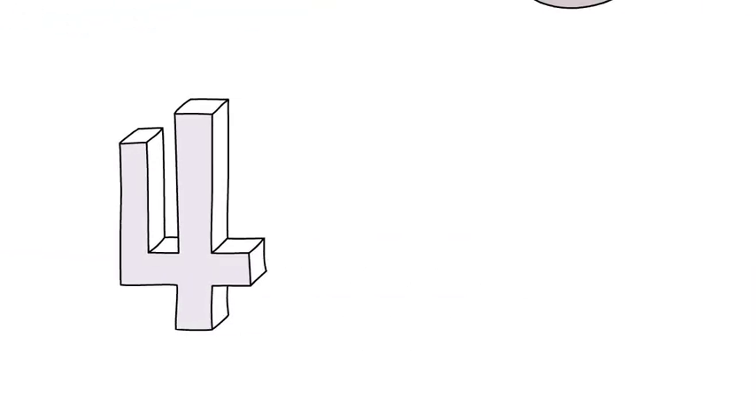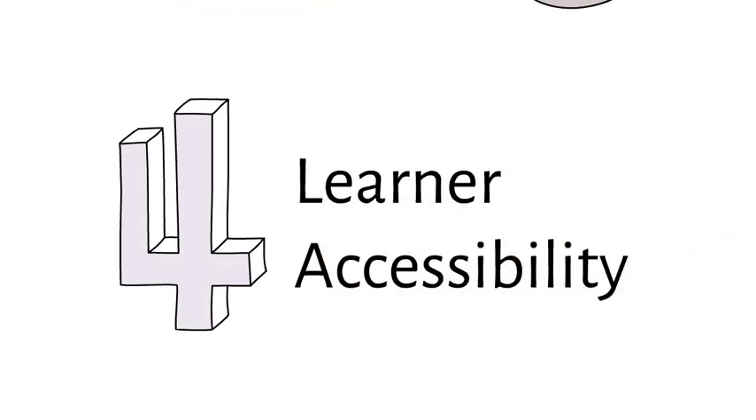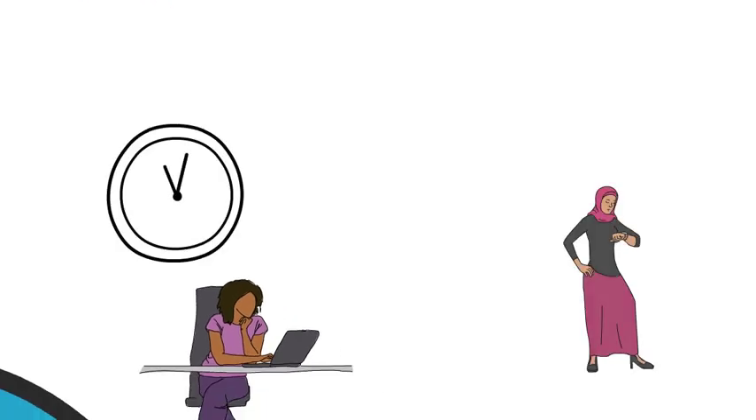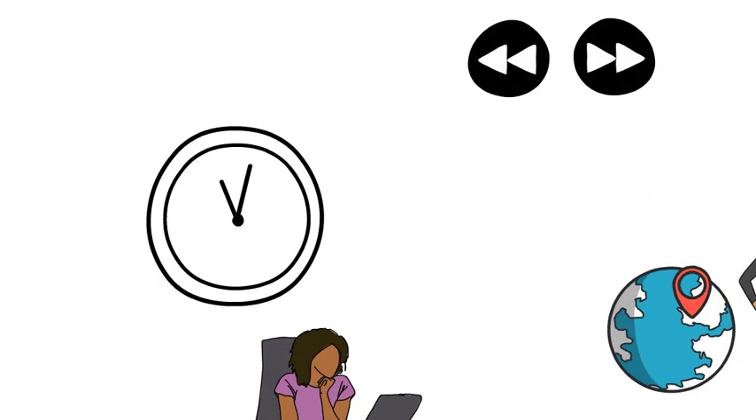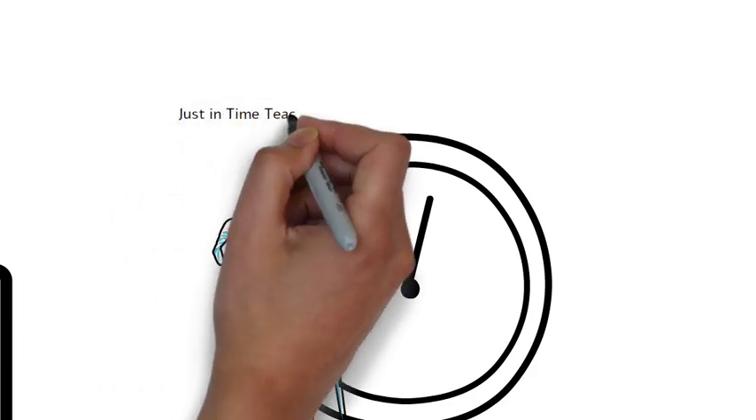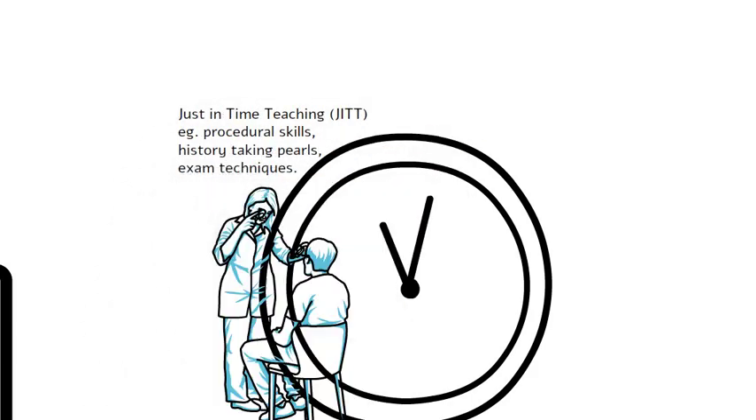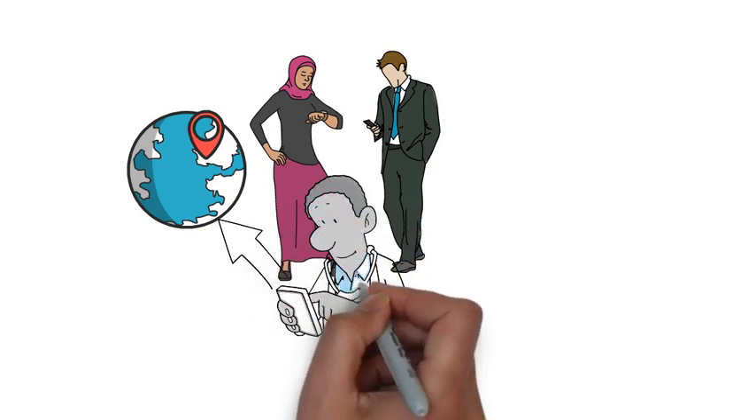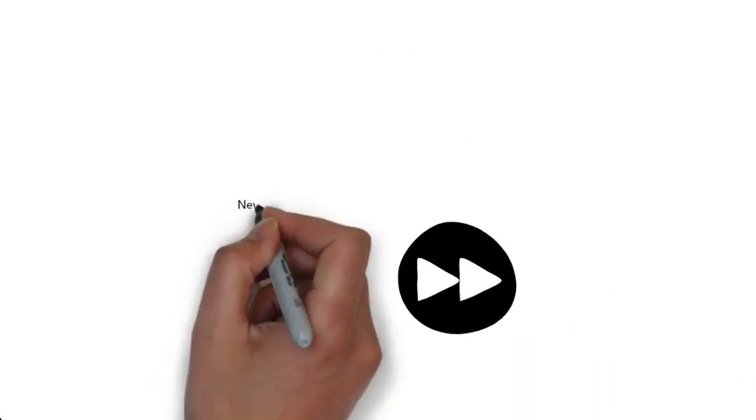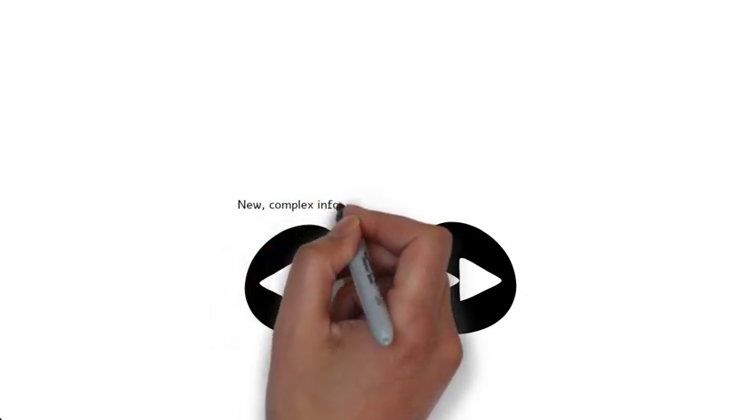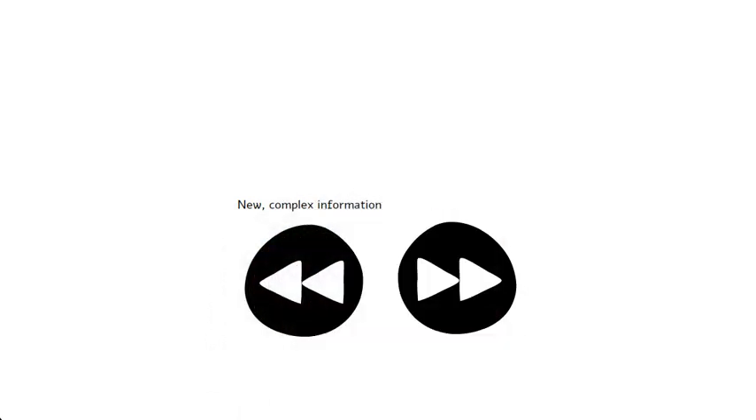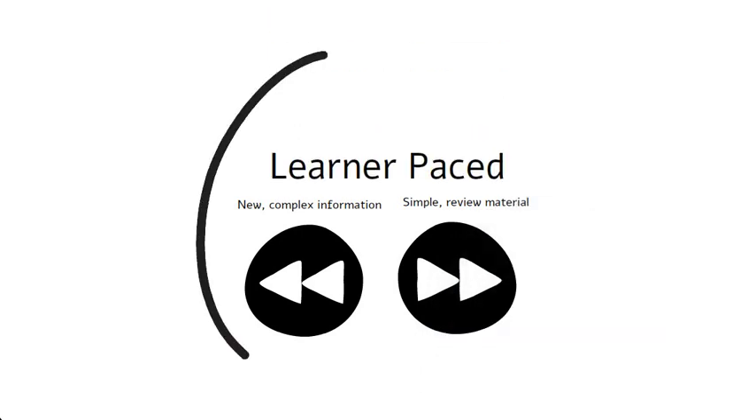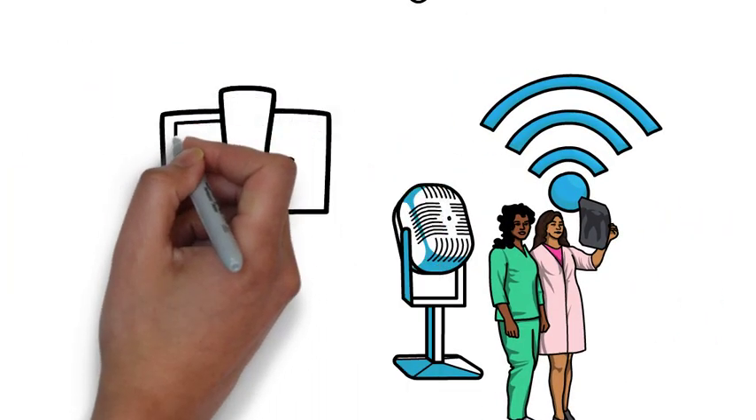Number four, learner accessibility. Videos can be viewed anytime, anywhere, and at different speeds. Anytime allows just-in-time viewing, for example, right before a clinical encounter. Anywhere allows for learners to access during busy schedules. And any speed allows learners to watch at slower paces if information is new, complex, or in another language, or faster if simple or previously acquired. Internet accessibility can be an issue, but videos can also be uploaded in advance.